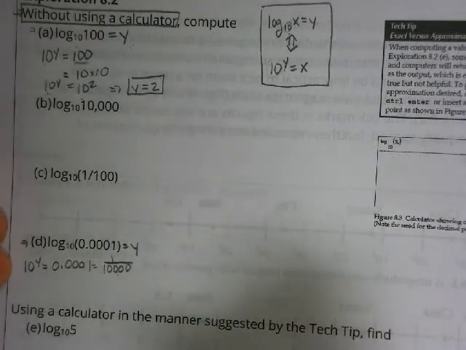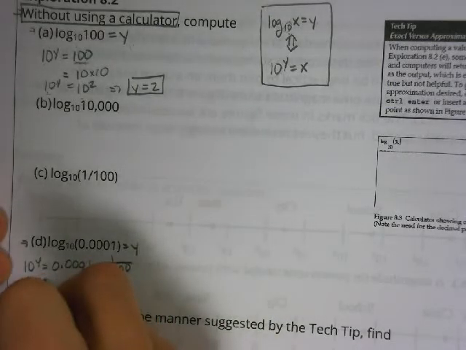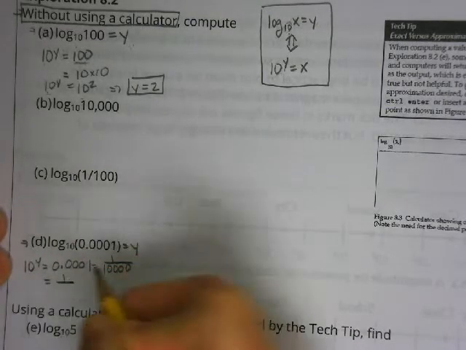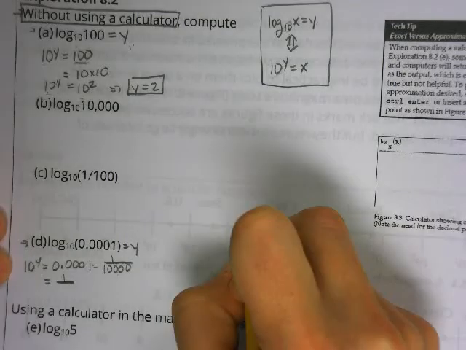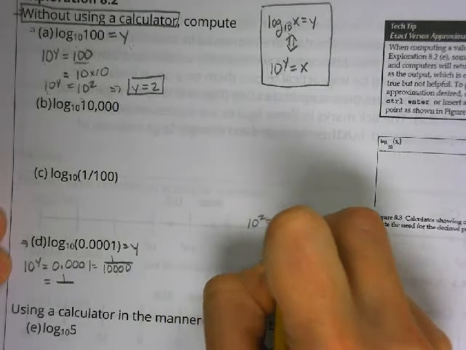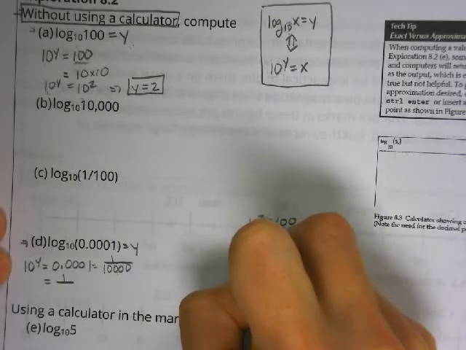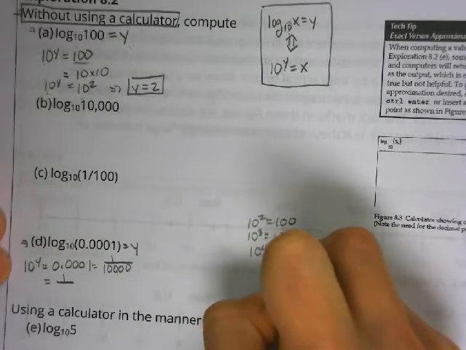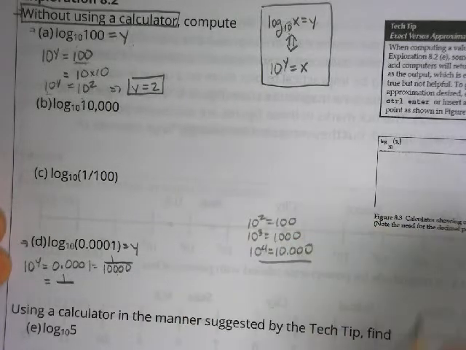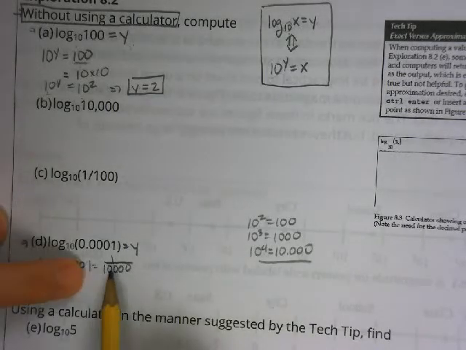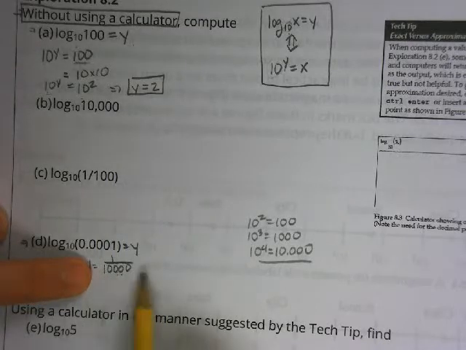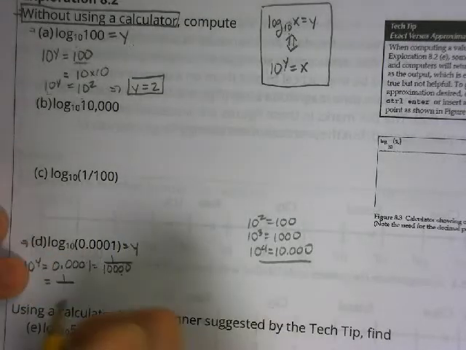So I'm going to go just off to the side to refresh my memory. So 10 to the power of 2 is 100. 10 to the power of 3 is 1,000. 10 to the power of 4 is 10,000. Okay? So it's really helpful to have those just kind of in the back of our minds. So I'm going to replace 10,000 with 10 to the power of 4.